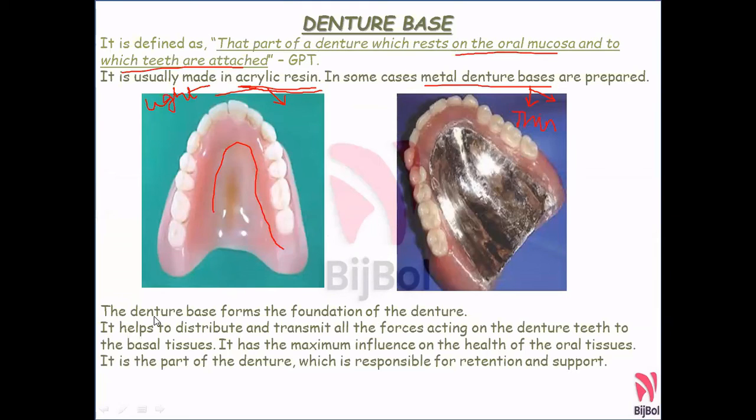Okay, so the denture base forms the foundation of the denture. It helps distribute and transmit all the forces acting on the denture teeth to the basal tissues. It has maximum influence on the health of the oral tissues. So, in what way does the denture base influence the health of the oral tissues?